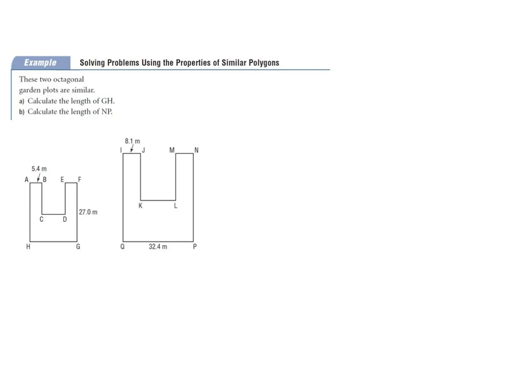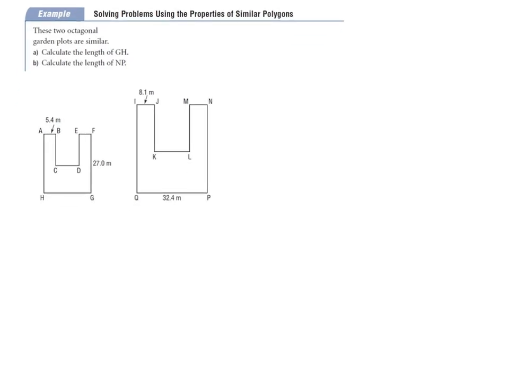One more fun example. So this one, we have two octagonal garden plots, and they're telling us already that they're similar. So we know that we've used the same scale factor to either take this one and make it bigger, or to take this one and make it smaller. You can think about it both ways and it will work. The first thing they've asked us is to calculate the length of GH.